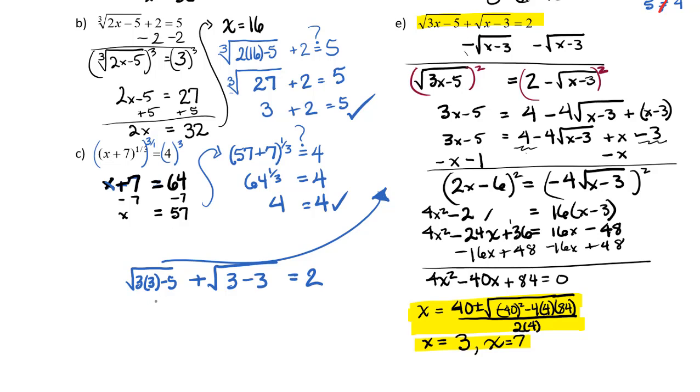This gives me 9 minus 5, which is 4. So the square root of 4 plus the square root of 0, which is 2. So I get 2 equals 2. That checks out. Now let's try another one.